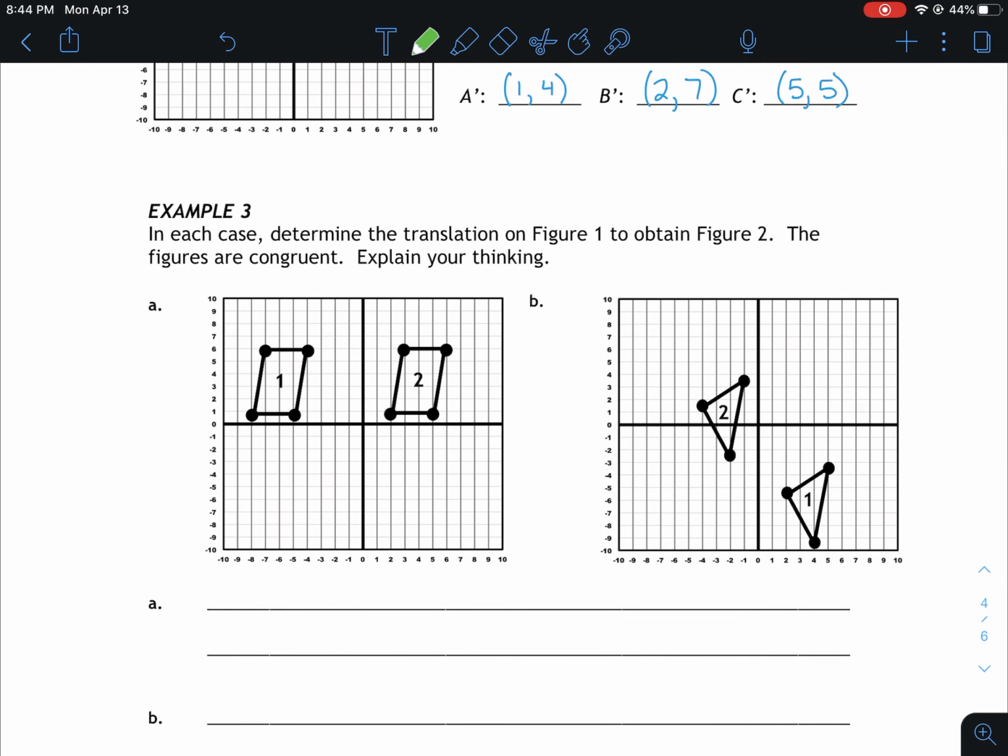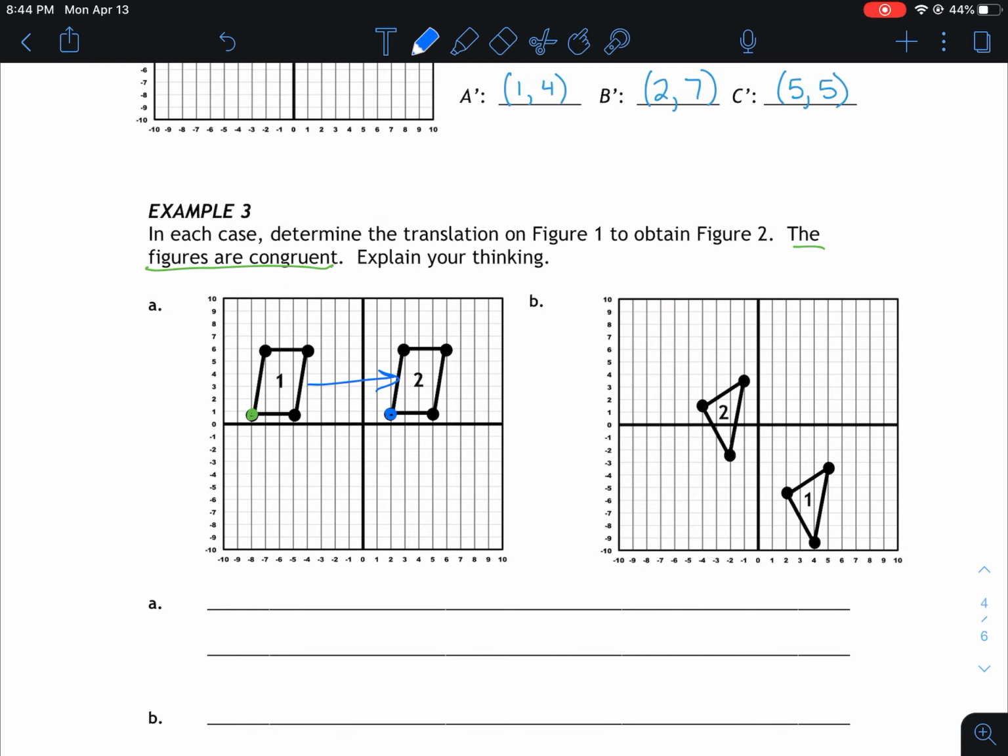So here, when we are looking at these, it says determine the translation of figure 1 to obtain figure 2. The figures are congruent, okay? So we already know these figures are congruent. That means that they're the same size and they are the same shape. What we need to figure out is what actually happened between image 1 to image 2. So if we look at this point right here on image 1, and then we look over here at this point on image 2, it looks like I just slid it over to the right here.